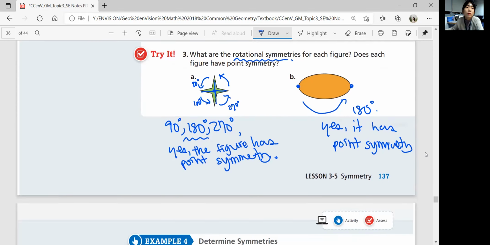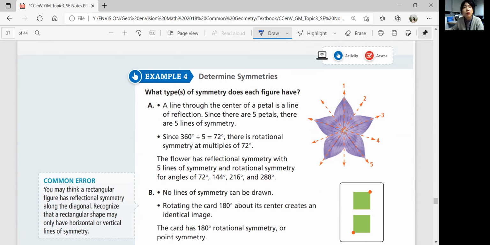Determine symmetries. Look at this flower. This is a cute flower. Did you know that a lot of flowers have symmetries? What type or types of symmetry does each figure have? How many sections can you divide this flower into? How many same sections? Right? A line through the center of a petal is a line of reflection. So if you cut it this way, you can map this onto itself and they're going to look the same, right? So each of these lines of symmetry would work. So how many lines? 5 lines of symmetry.